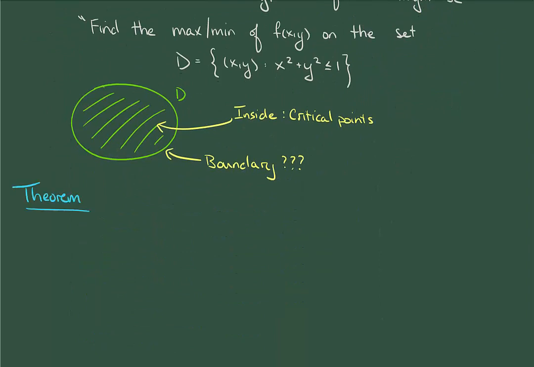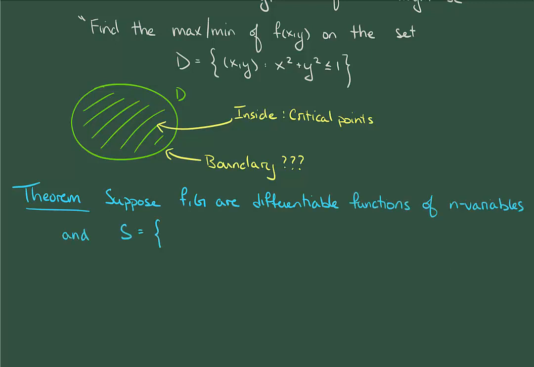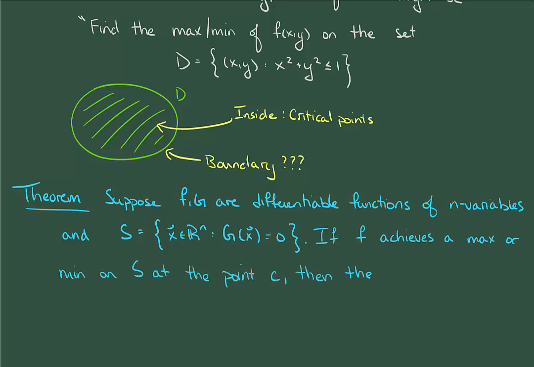This leads us to the following theorem. So suppose that I give you two differentiable functions on R^n, and I take the set S of points where g is equal to 0. So this is a weird set, and you might be confused as to why we're defining this thing this way. I'll come back and talk about this a little bit later. So if f achieves a max or a min on S at the point c, then there exists some real number lambda such that the gradient of f at c is lambda times the gradient of g.